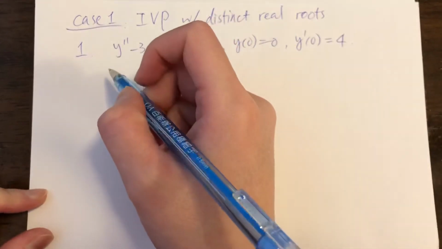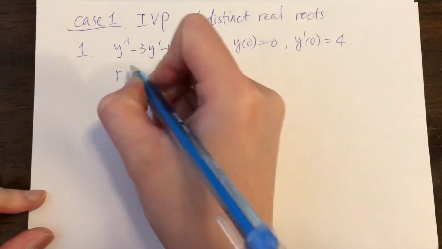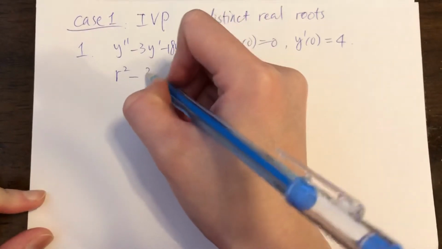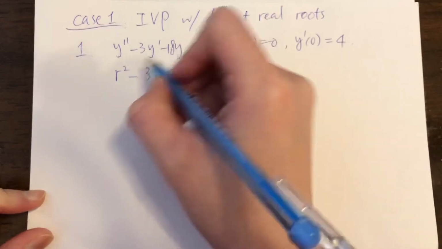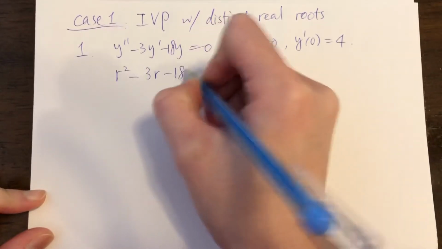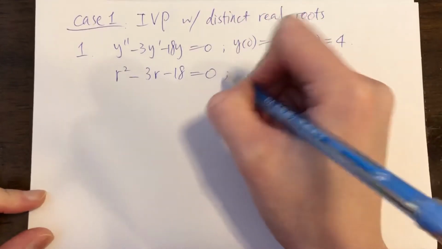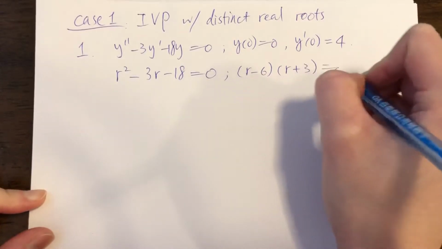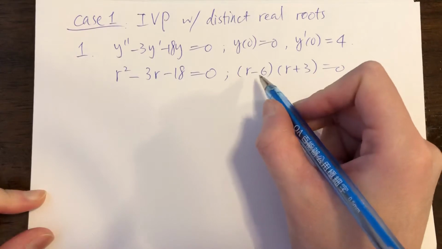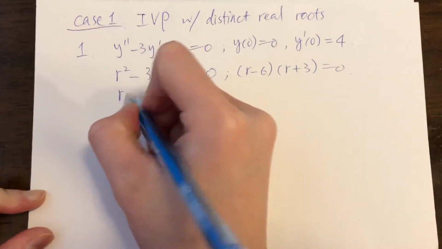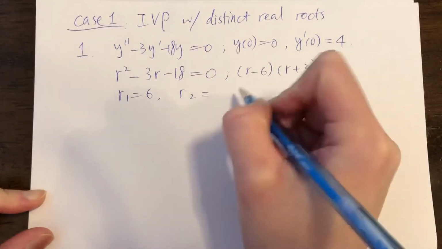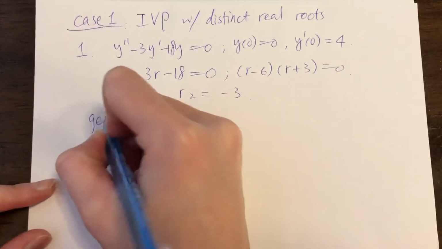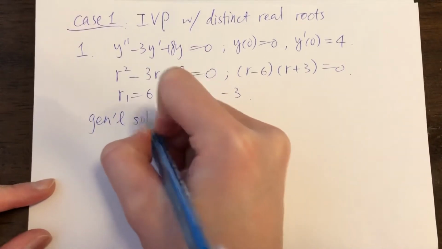So we will start with this second degree equation. You just put the coefficients in front. And this one is easy to factorize, but if not, you just use the quadratic formula. So r1 is 6, r2 is -3. And then we write down the general solution.